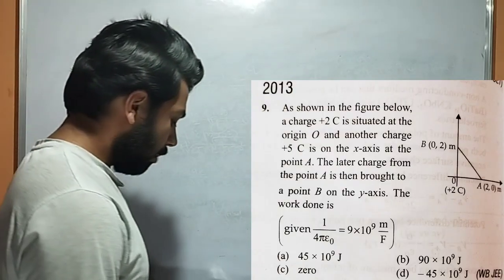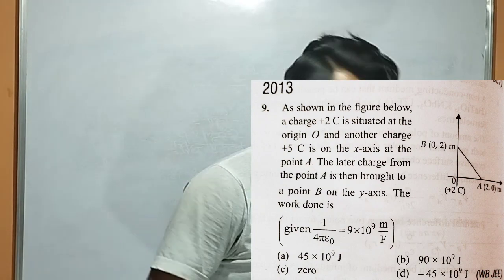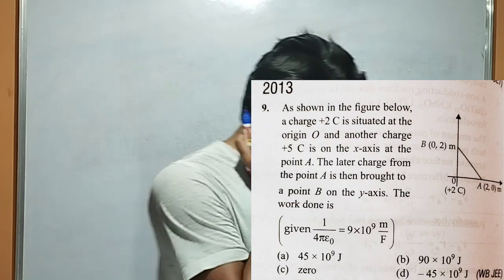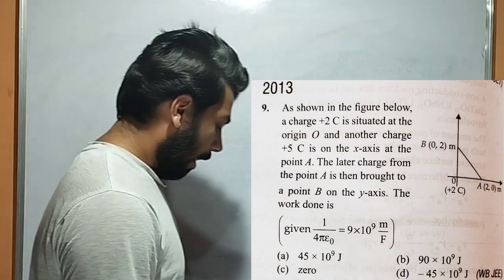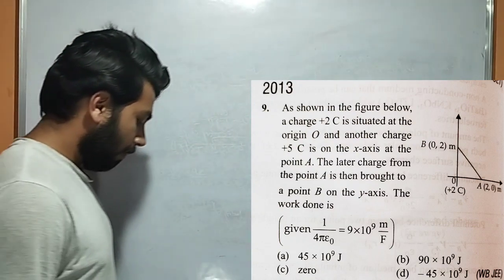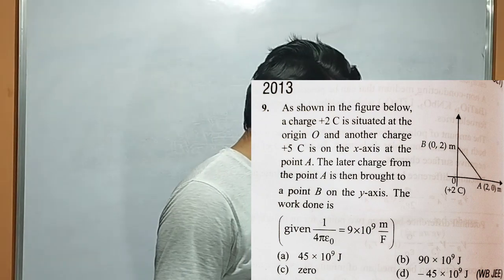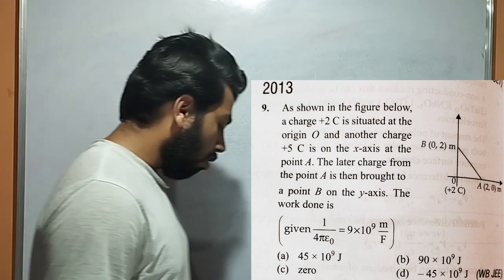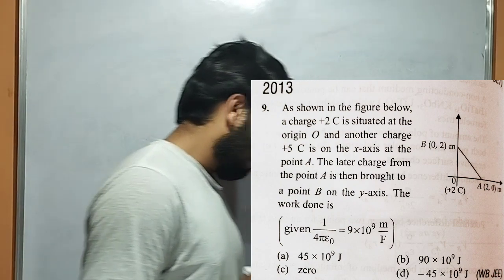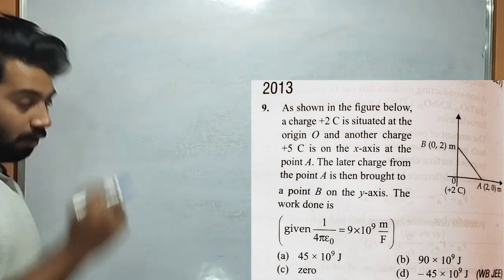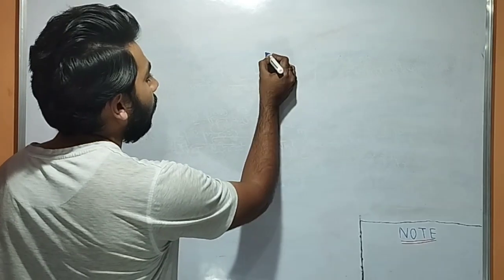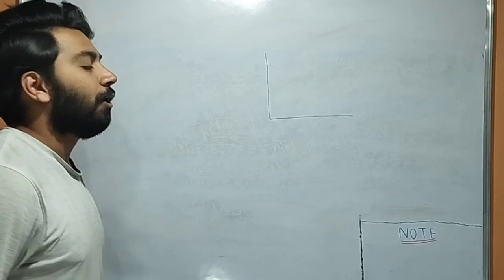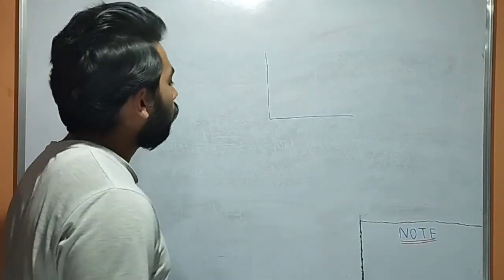As shown in the figure below, a charge plus 2 coulomb is situated at the origin and another charge plus 5 coulomb is on the x-axis at a point A. The charge from point A is brought to point B on the y-axis. The work done is, okay, what they have said is just to take two charges.